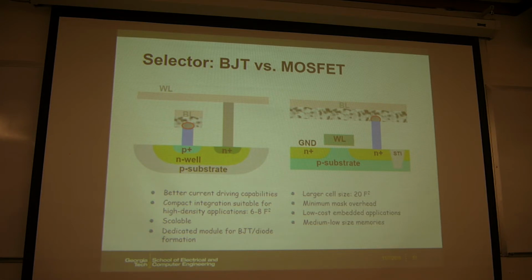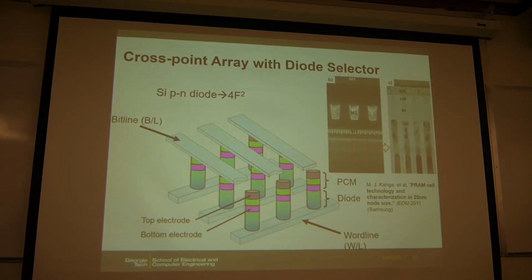So this is 1T1R. And then we, of course, have the corresponding array with the selector. And here, this is the paper from Samsung. So with the PN junction as a diode, because for phase change memory you can use a PN junction because it's unipolar, right? It's unipolar.